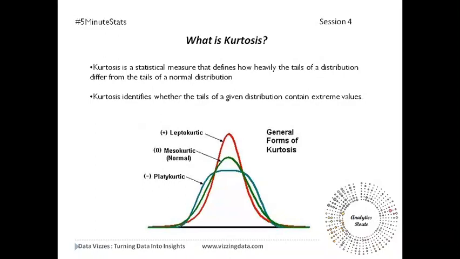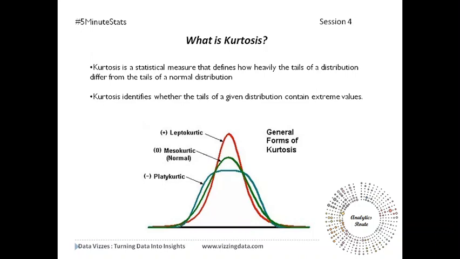So in the graph that you see over here, we have three curves. The first one in red is a leptokurtic curve. The second one in green is a mesokurtic curve, and the third one in blue is a platykurtic curve. So let's understand all these three. The first one that we'll be discussing is the mesokurtic curve.